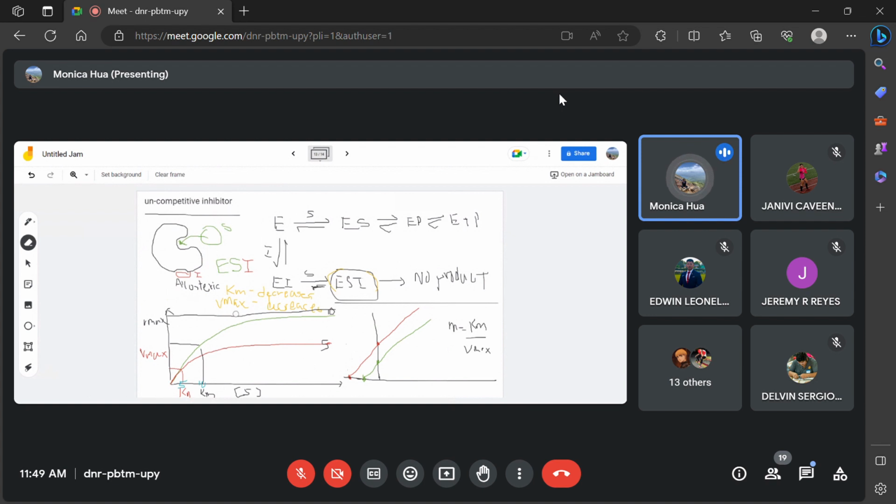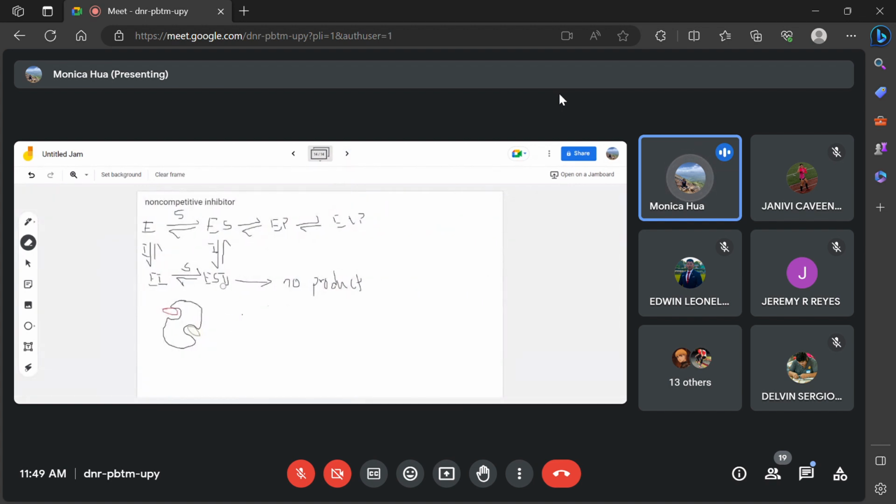Okay, that's why the Km also decreases. Right. But in this case, because the substrate can come, it's just that no product will be formed. It doesn't really affect the Km. So the Km remains the same, all right?